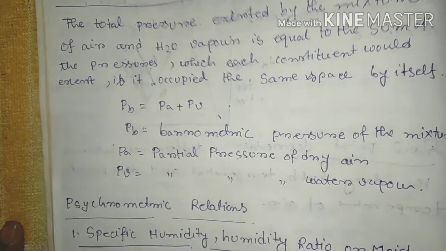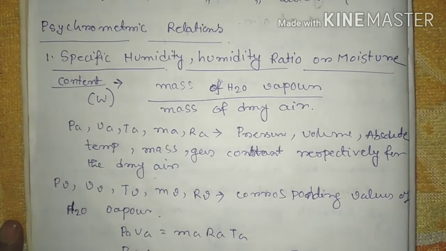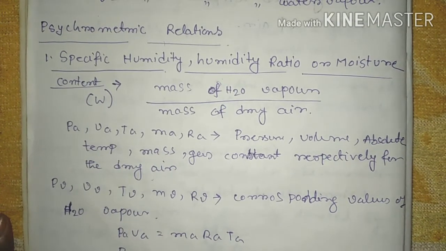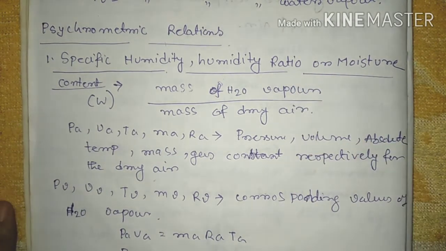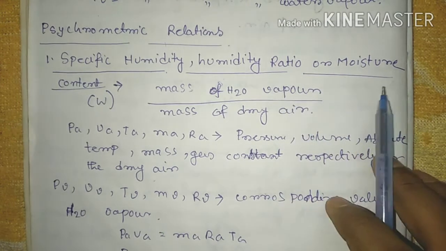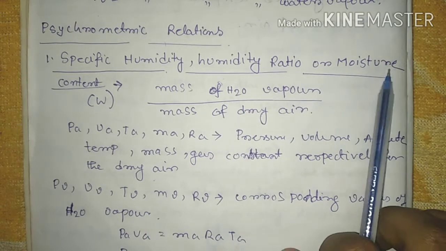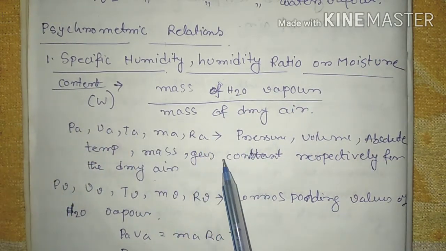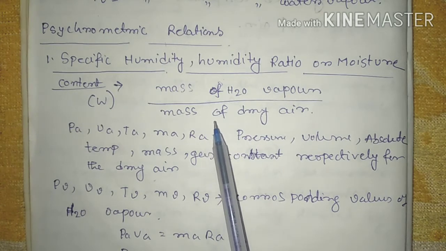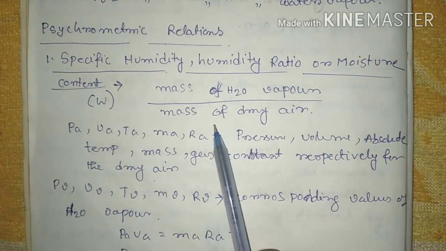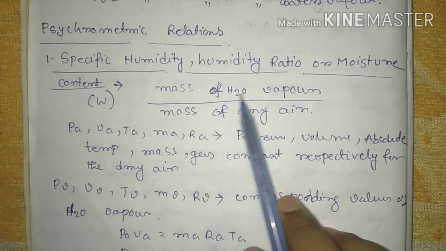Now go to the next topic, which is psychrometric relations. In psychrometric relations, the first is specific humidity, or humidity ratio, sometimes also called the moisture content present in the particular mixture. Specific humidity, humidity ratio, or moisture content is denoted by small w. It is defined as the ratio between the mass of water vapor divided by the mass of dry air. So it is the ratio of two: mass of water vapor divided by mass of dry air.